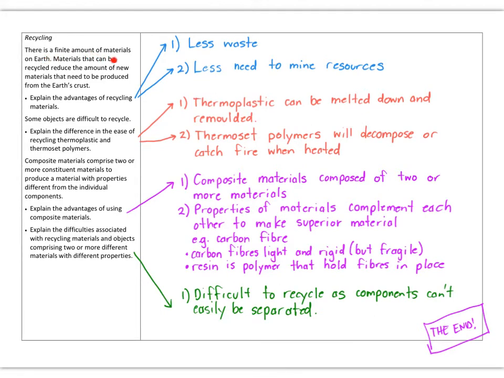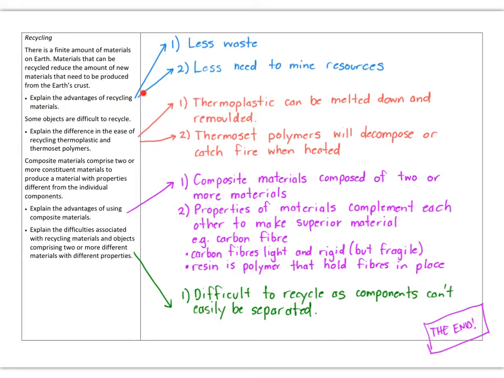So there is a finite amount of materials on Earth. Remember, this is straight from the curriculum outline. Materials that can be recycled reduce the amount of new materials that need to be produced from the Earth's crust. Explain the advantages of recycling materials.